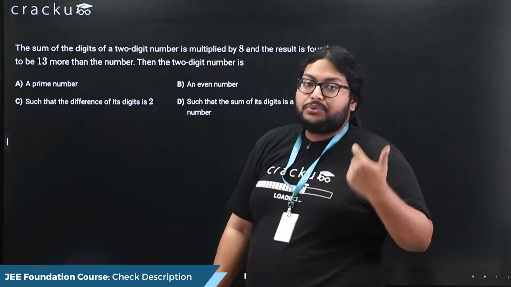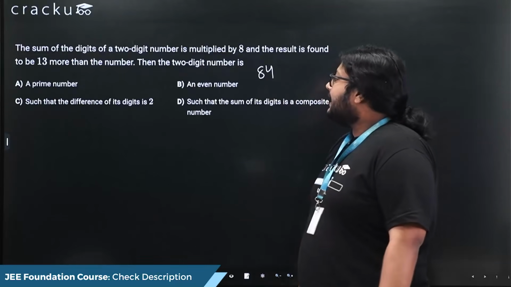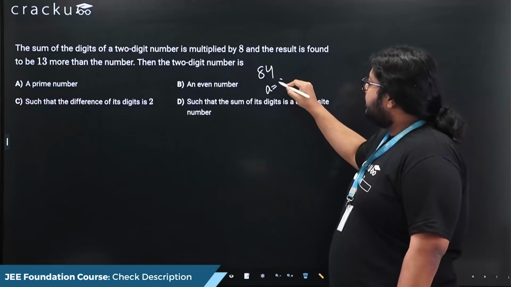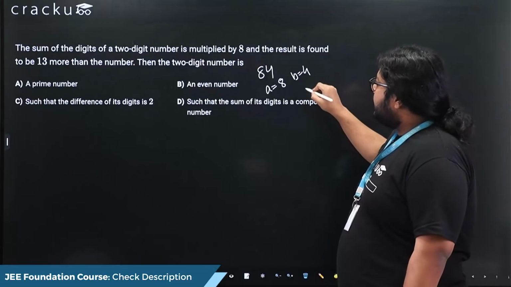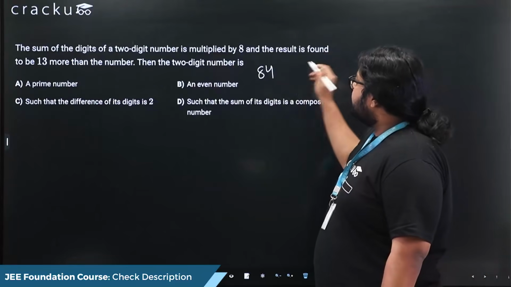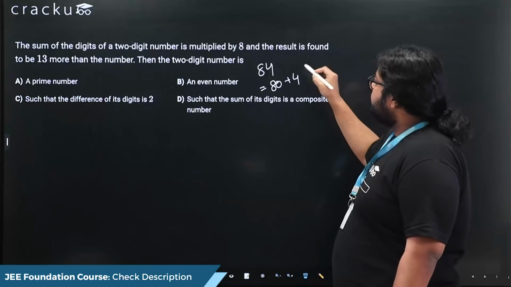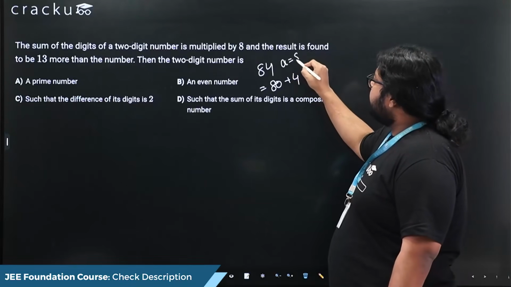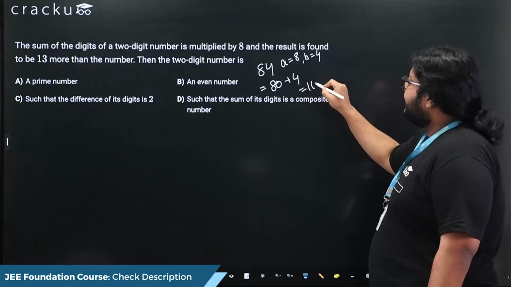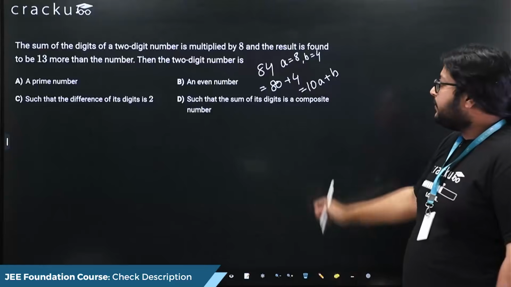So whenever we have a 2-digit number given to us, like say something like 84, how do we write this? Clearly, I can't take A to be 8 and B to be 4 and just write it AB. That is not it. 84 is essentially 80 plus 4. So if I had taken A to be 8 and B to be 4, then 84 I'll write as 10A plus B. That is how we write a 2-digit number.